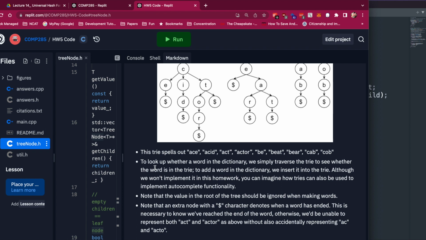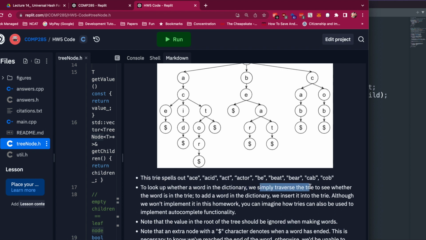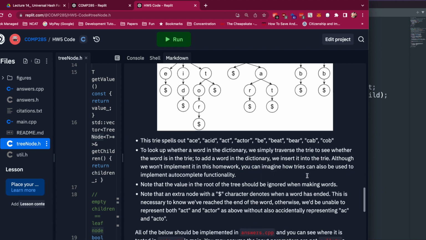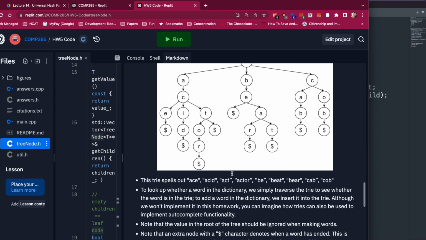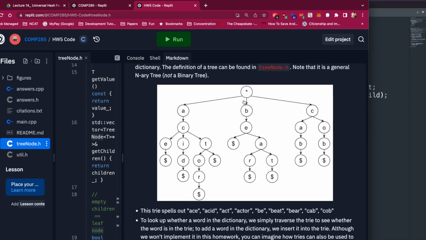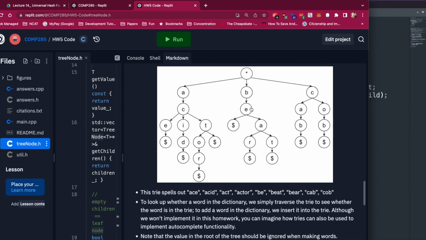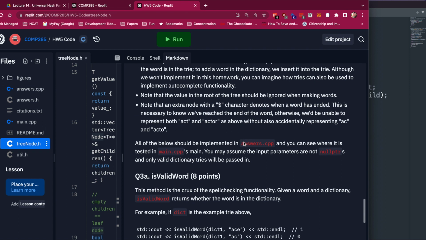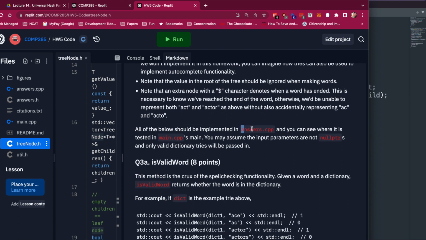Now, to look up whether a word is in the dictionary, or in the trie, we simply traverse the trie to see whether the word is in the trie. To add a word to the dictionary, we insert it into the trie. Although we won't implement it in this homework, you can imagine how tries can also be used to implement autocomplete functionality. If somebody's typing AC, you can very easily know what the possible words are after they typed AC. This is actually how autocomplete is implemented across many different services, if you've ever seen that. All of the below should be implemented in instance.cpp.